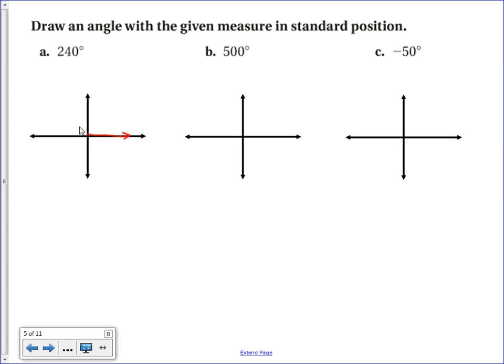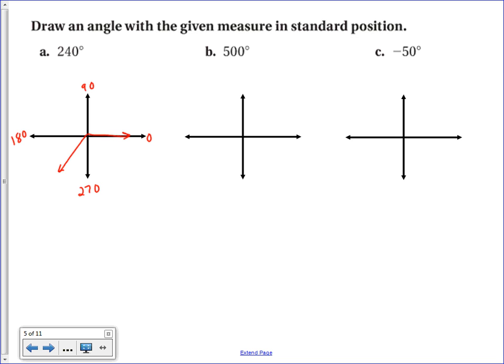To draw an angle at 240 degrees, we just need to remember this is 0 and this is 90, this is 180 and this is 270. So as I spin this initial side around to create my terminal side, we go 90, we go 180, we have to pass the 180 but not quite get to the 270 in order to create a 240-degree angle. It doesn't need to be precise, but it does need to end up in the right quadrant and roughly in the right place in that quadrant.